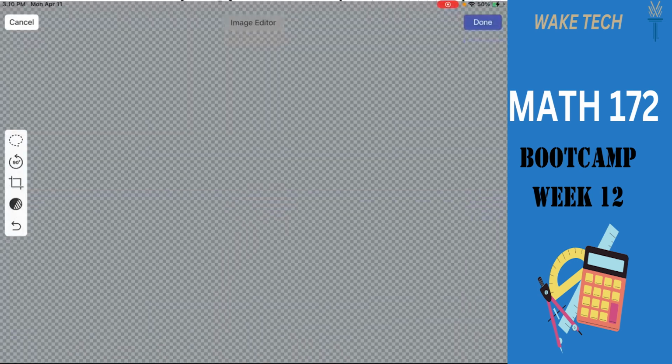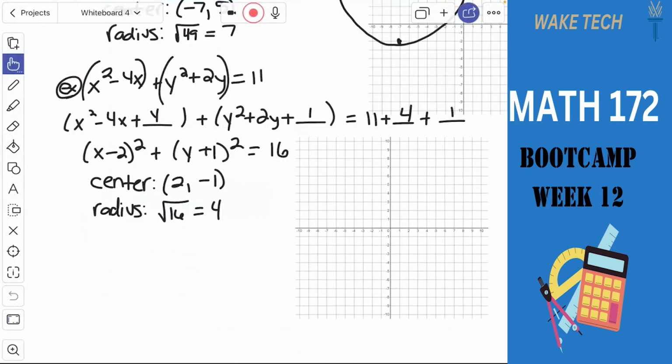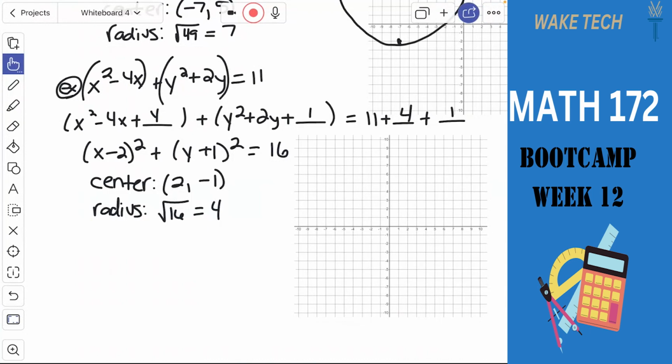Questions about how we got there? Again, just like before and just like always, we can use the center and radius to create the graph. 2, -1 is our center. We go left, right, up, and down 4. We can get additional points on the graph.